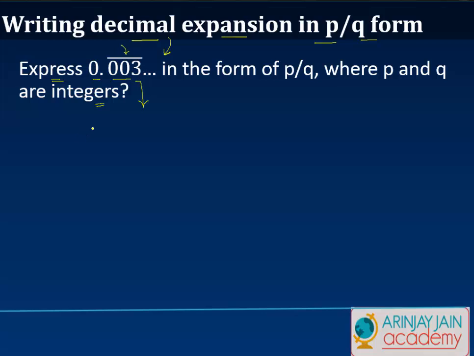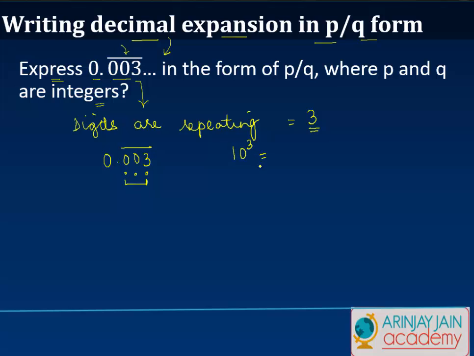What you need to do is first find out how many digits are repeating themselves. So let's say in our case what we have is 0.003, where we are saying that 003, or these three digits, are repeating themselves. Whenever there is a number of digits which is repeating itself, we take 10 to the power of that number. In this case it will be 10 to the power 3, and that gives you 1000. So what you will do is multiply the given number by 1000.